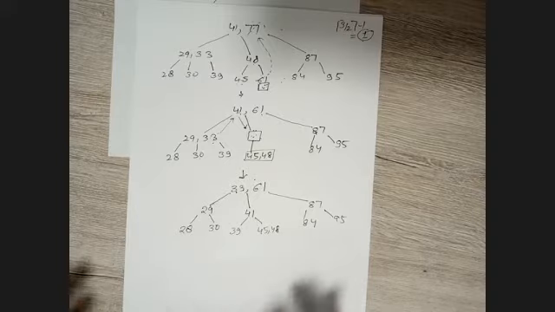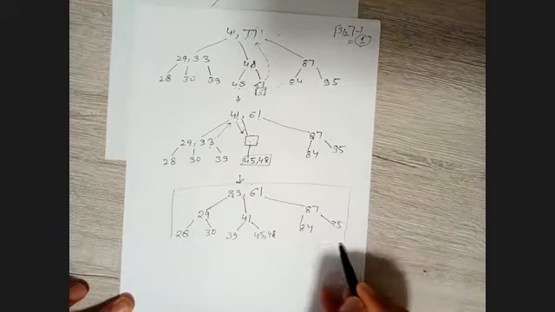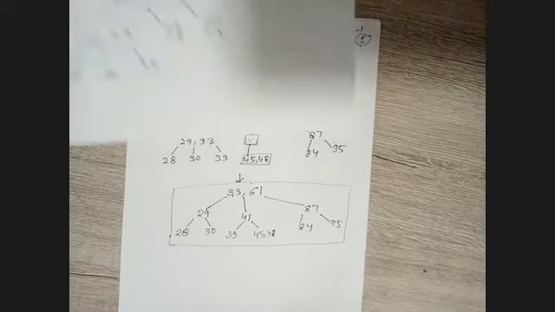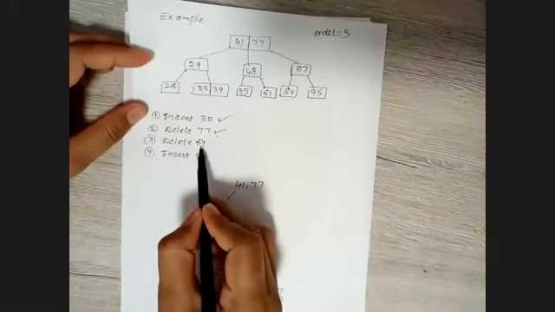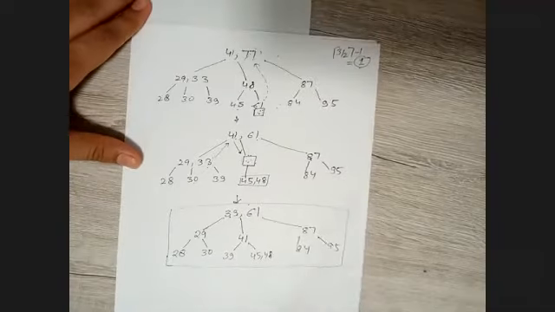So after performing the deletion of 77, this is what the B tree looks like, right? So I hope it's clear. Now let's move forward. The next says that we need to perform the delete operation of 84. Okay, so come up to this tree again.